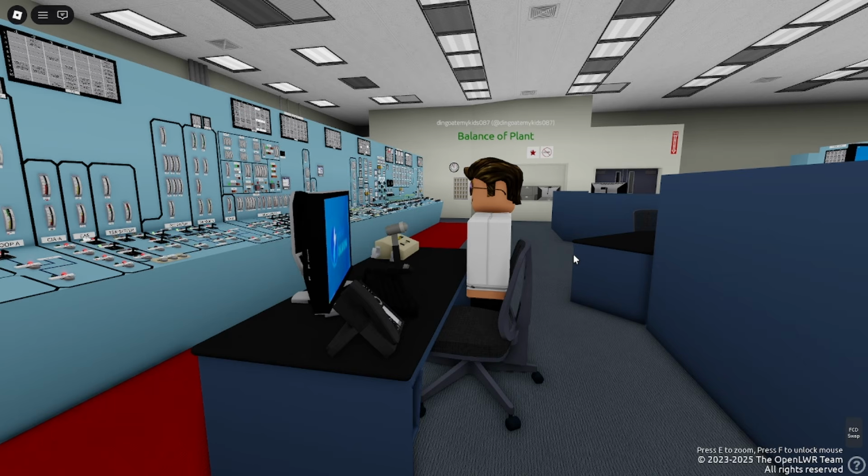Attention to the plant, attention to the plant. Reactor scrammed due to the earthquake. We are experiencing loss of off-site power. All personnel suspend unnecessary power draw.